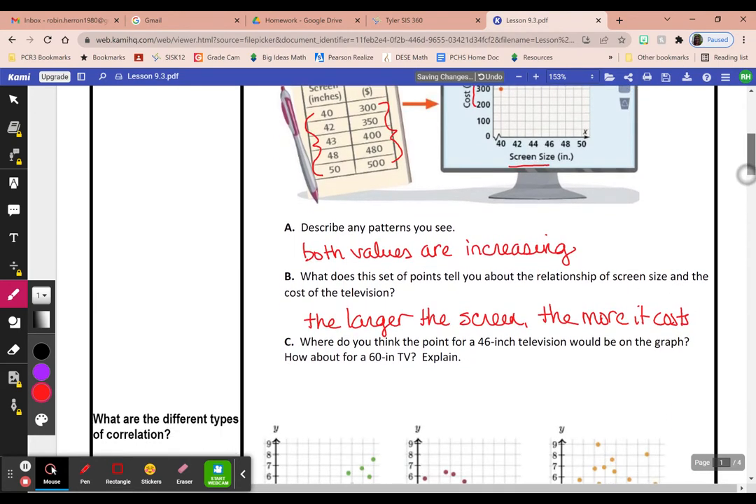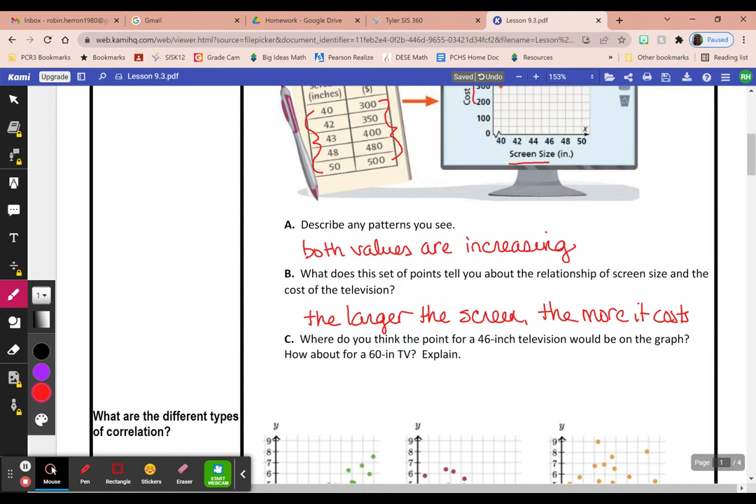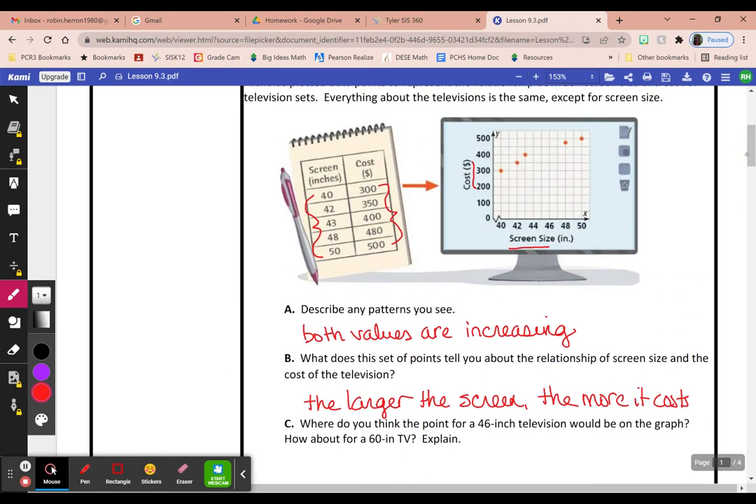Then letter C: where do you think the point for a 46-inch television would be on the graph? How about a 60-inch TV? For the 46-inch television, if I go up here, you can see this might be somewhat of a line that just trends upward like this. So 46 is probably somewhere right around here, like 420, 425, 435, something like that. And then a 60-inch television is of course going to keep on going up, up, up.